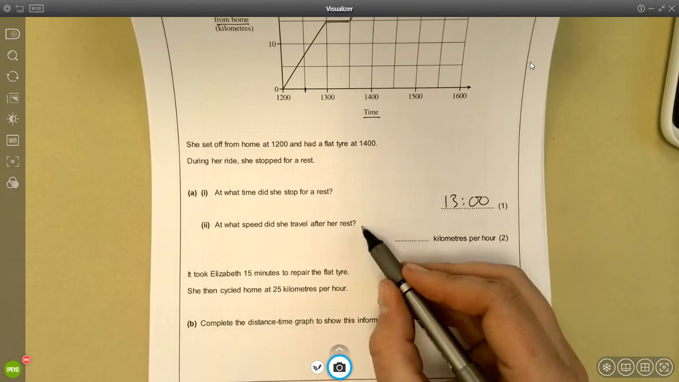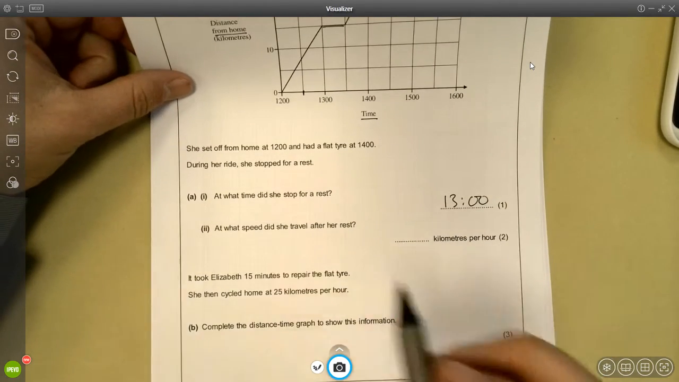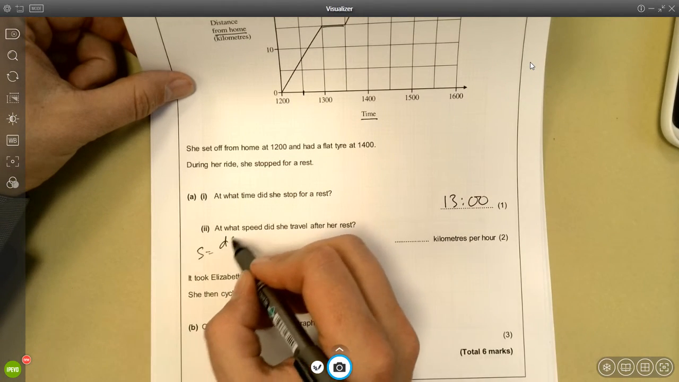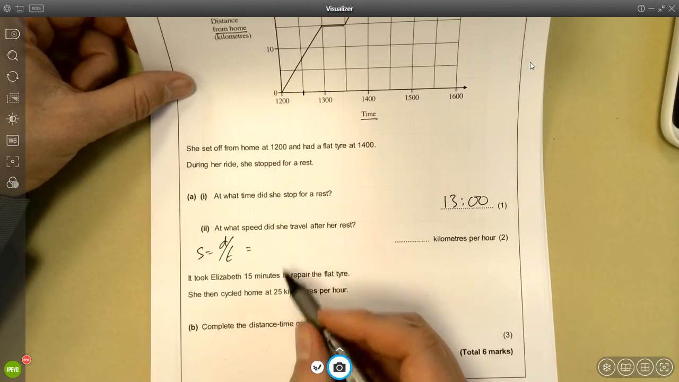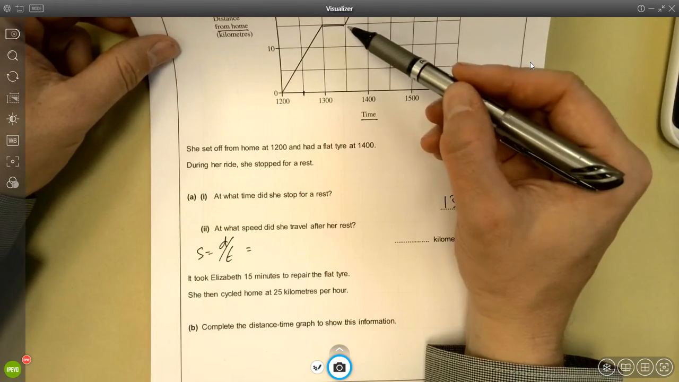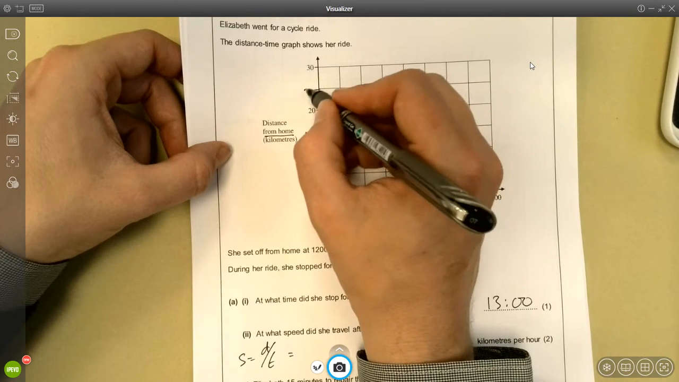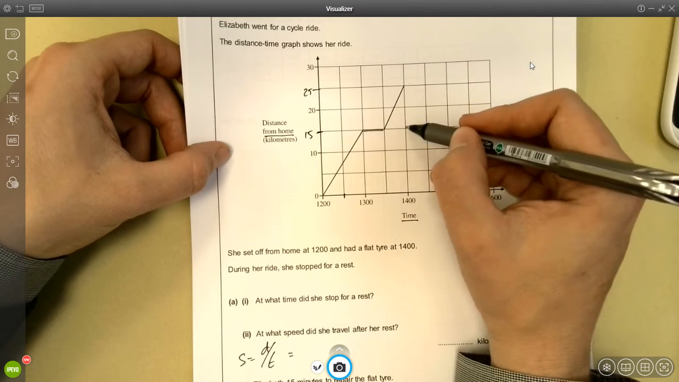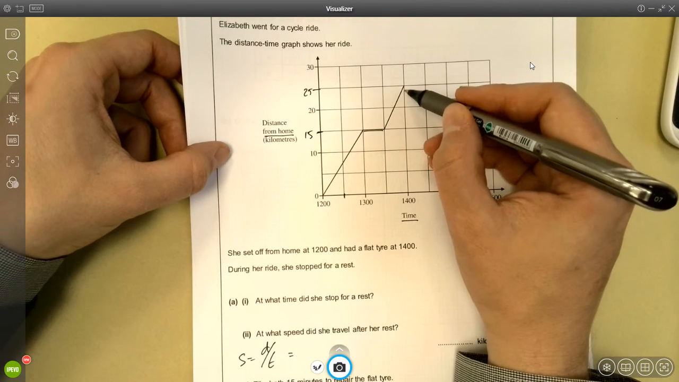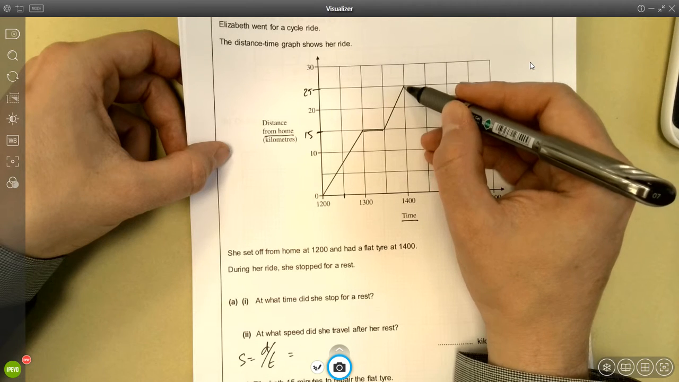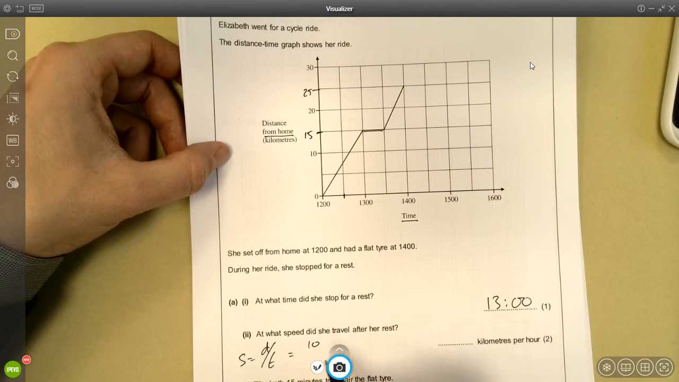What speed did she travel after her rest? So here, this is a tricky bit. Speed is distance divided by time. Well, look, we've travelled from, let's put a bit of scale in here. That's 15. That must be 25. We've travelled, after the rest, we've travelled, this part here is 10 kilometres.